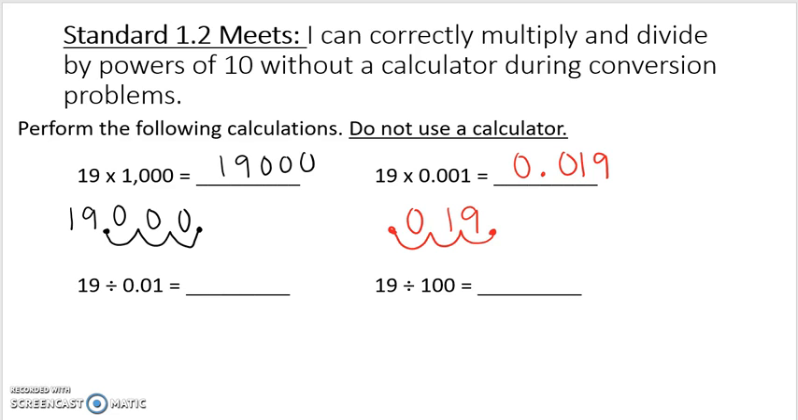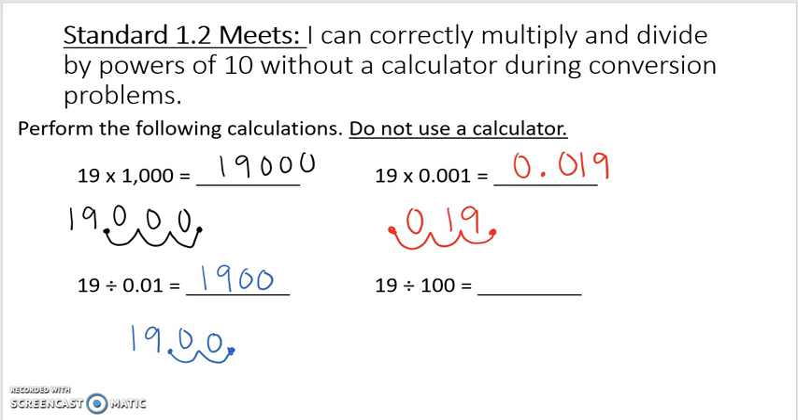Now I'm dividing by something smaller, so my number is going to get larger. So if my number is going to get larger and I start with 19, my decimal place is currently right here. It's going to get larger. Looking at the number I'm dividing by, I have 2 zeros, so I will move it 2 places. So if I divide by something smaller, it gets larger.